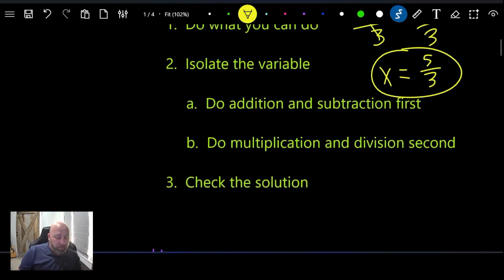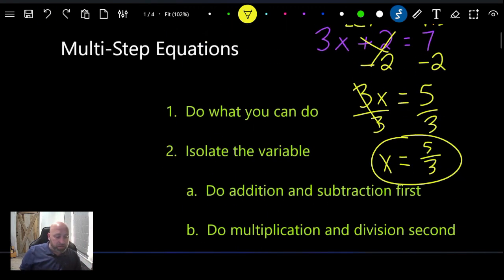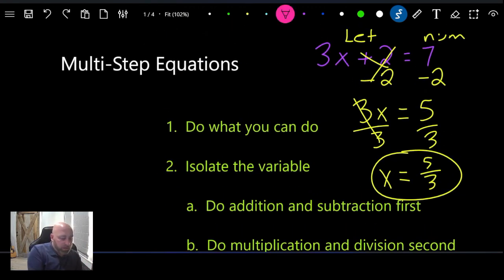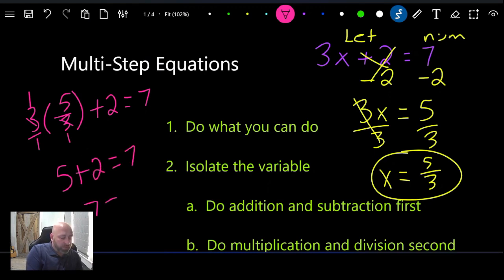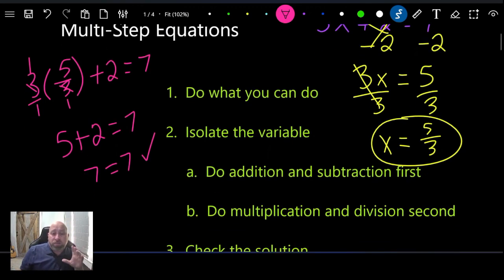Now what does it say? Check the solution. That's the last thing. So let's go over here and check it. 3 times 5 over 3 plus 2 equals 7. We're just going to do this first, because now we're just doing order of operations. So this cancels, we get 5 plus 2 equals 7. 5 plus 2 is 7, equals 7. It checks. We did it right. So just follow the steps. They're not that complicated. Take them one at a time.